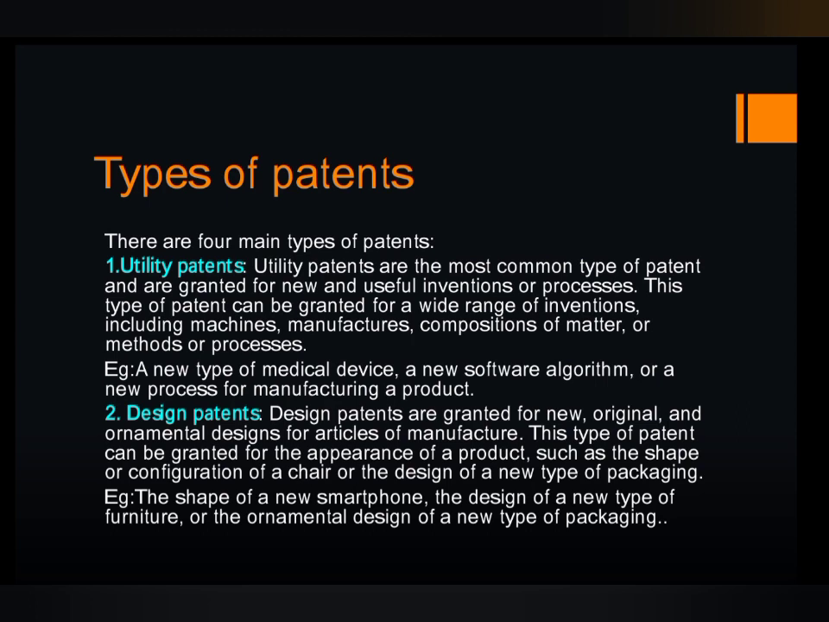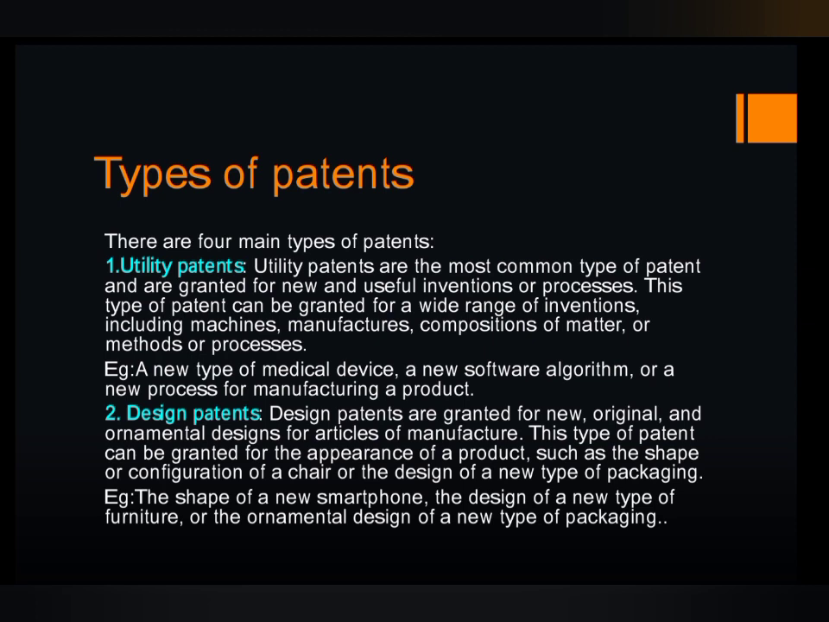Utility patents are the most common type of patent and are granted for new and useful inventions or processes. This type of patent can be granted for a wide range of inventions including machines, manufactures, compositions of matter or methods or processes. For example, a new type of medical device, a new software algorithm or a new process for manufacturing a product. So for these types of things, we can issue utility patents.